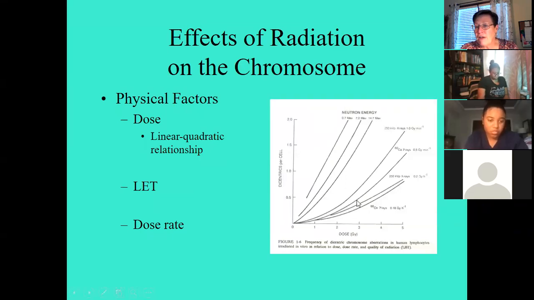And it's considered a linear quadratic relationship. You see how it's kind of curved. But just in general, dose goes up, damage to the chromosomes goes up. If we look at LET, X and gamma are low LET radiations, neutrons are high LET radiations. So as LET goes up, the amount of chromosomal damage goes up. And dose rate is shown here too, because these are at 0.5 gray per minute and this is 1 gray per minute. As dose rate goes up, chromosomal damage goes up. So this really just confirms what we know from previous lectures. The greatest amount of damage is done to any body structure with a higher dose from a higher LET radiation and at a higher dose rate.